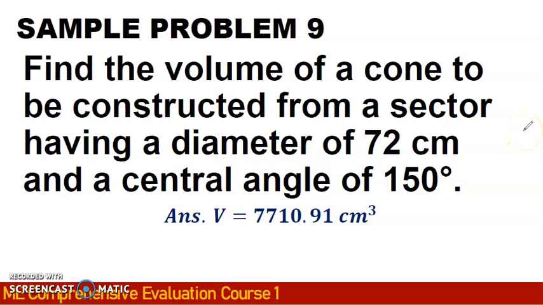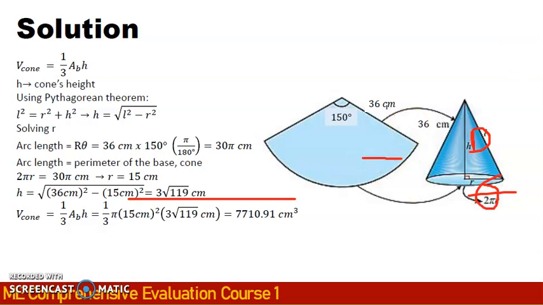Find the volume of a cone to be constructed from a sector having a diameter of 72 cm. So this is our diameter, and half of that is our radius. So the radius is 36 cm. And then the central angle of the sector is 150 degrees. If you're going to draw that, this is our sector with a central angle of 150 degrees and a radius of 36 cm.